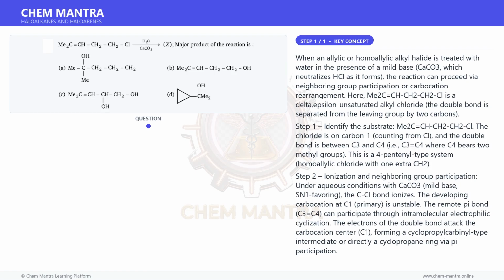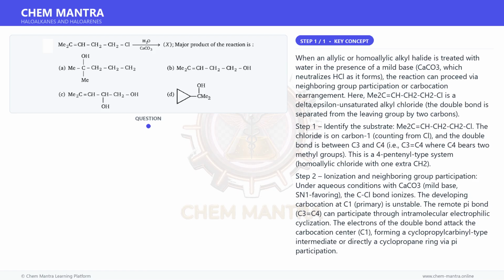Step 2. Ionization and neighboring group participation. Under aqueous conditions with CaCO3, a mild base, SN1 is favored and the C-Cl bond ionizes. The developing carbocation at C1, primary, is unstable. The remote pi bond, C3=C4, can participate through intramolecular electrophilic cyclization. The electrons of the double bond attack the carbocation center, C1, forming a cyclopropylcarbinyl type intermediate or directly a cyclopropane ring via pi participation.